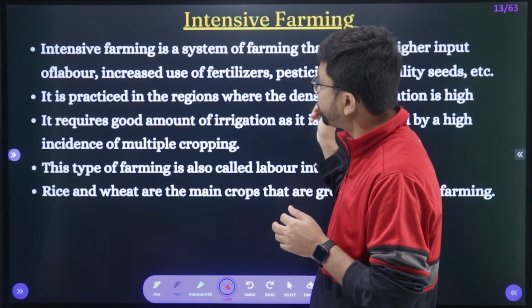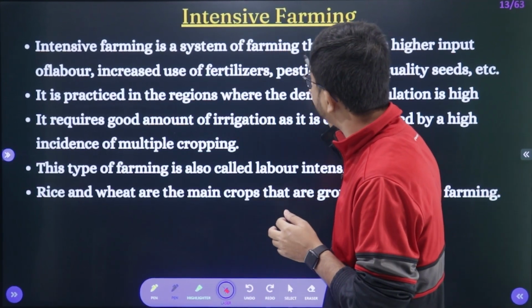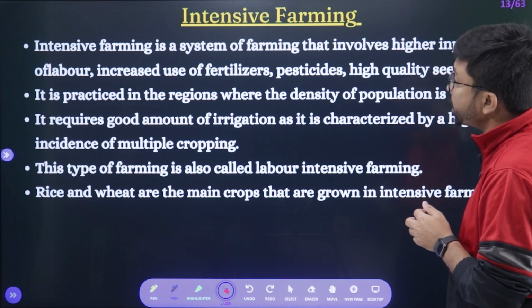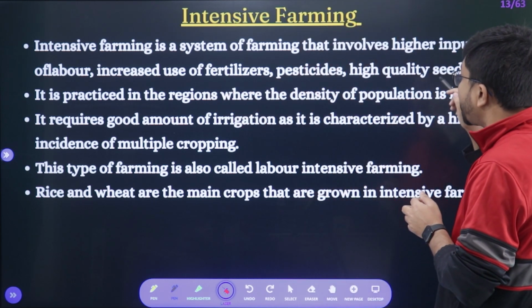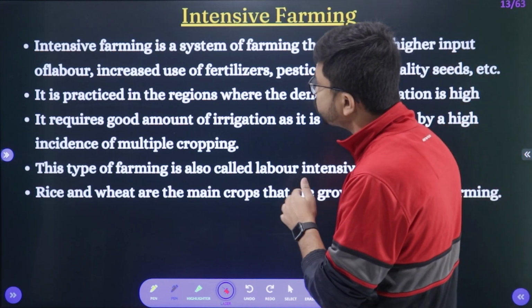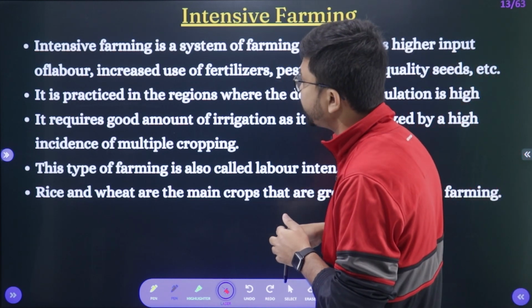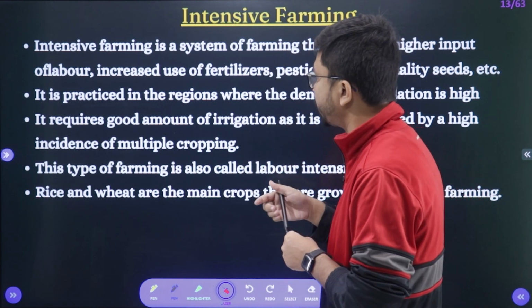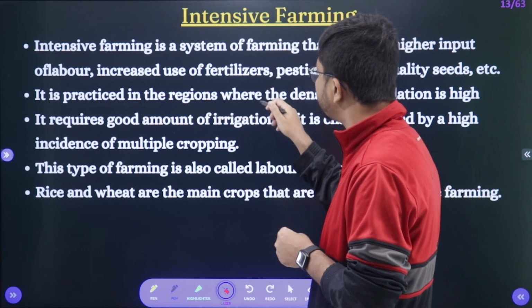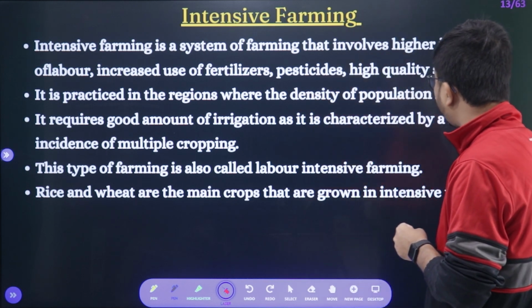That is called intensive farming. Intensive farming is a system of farming that involves higher input, labor, increased use of fertilizer, pesticides, and high quality seeds. So all those things they will do, right? Those are the intensive farming. Why? Because the focus is to get more production. Now it is the practice of regions where the density of population is high.